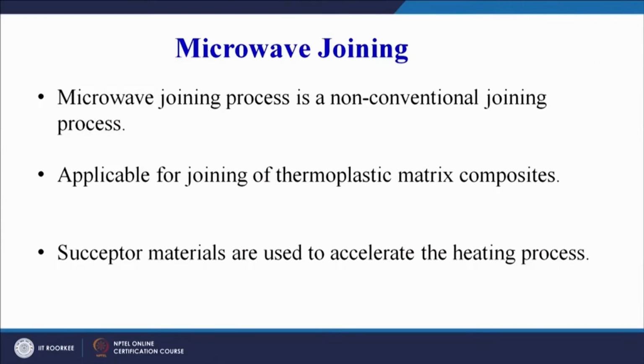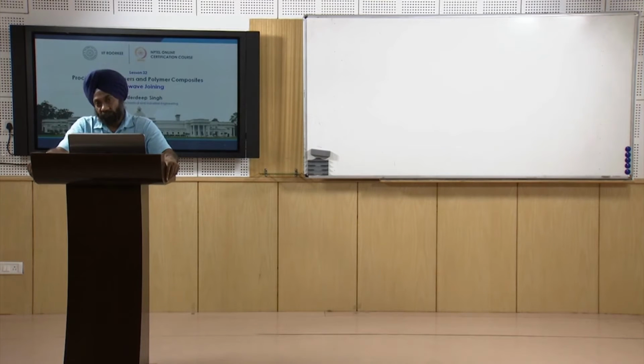You can see on your screen, microwave joining process is a non-conventional joining process. I have already emphasized in the very beginning of today's session that adhesive joining and mechanical fastening are the two most important joining techniques which are used for joining of polymer based composites. But microwaves can also be used, and it is an unconventional way of joining the two composite parts together. It is applicable for joining of thermoplastic matrix composites.